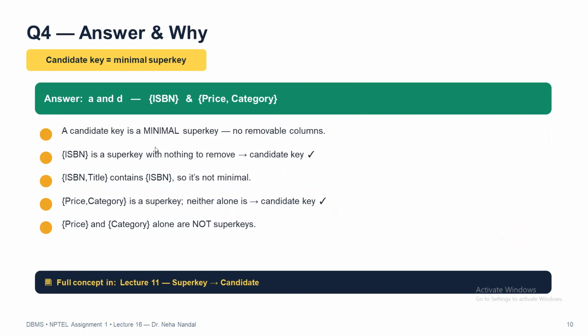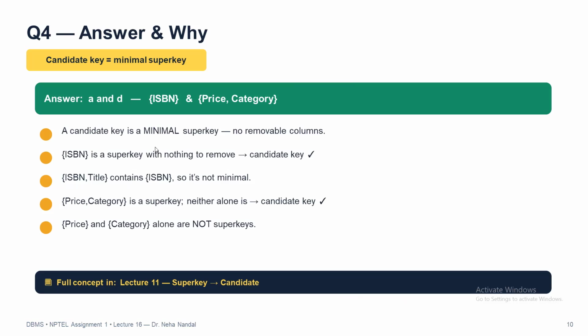Correct. Because ISBN is already given as a super key, that's why. Okay, I hope you got this point. For any doubts, please drop your comments. So price category is a super key, but neither alone is a super key.